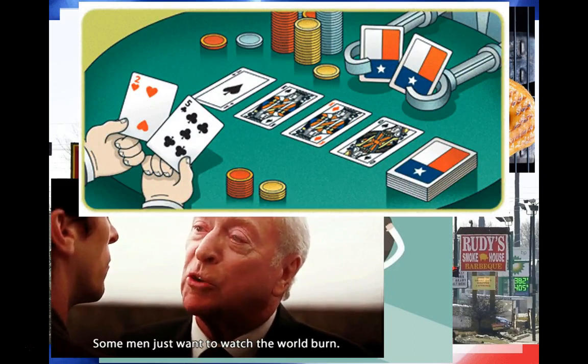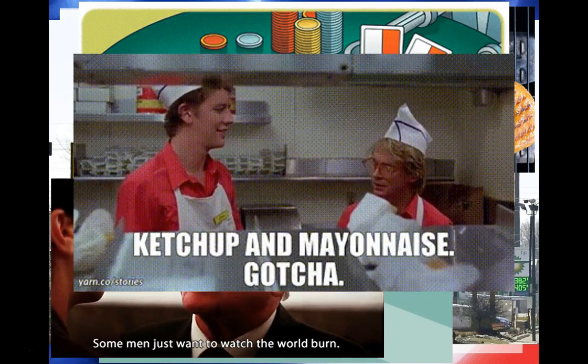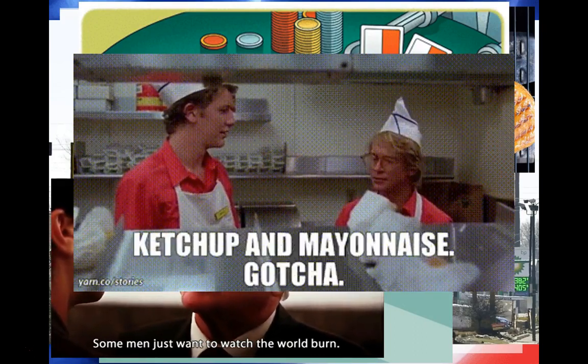But imperfect information. These last two come directly from the monopoly. What's in McDonald's special sauce? You don't know, and they won't tell you. But truth is, it's Thousand Island dressing with relish.